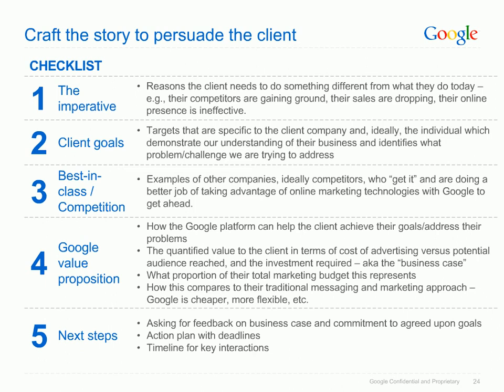Firstly, determine the imperative for the client. Why should they consider changing their marketing plans? Then determine the client goals. How can the advertising solution you are proposing meet those goals? Then assess the competition. What activity are their competitors undertaking, and how can your client win a competitive advantage? Then explain Google's value proposition. Finally, outline the next steps in progressing with the campaign.